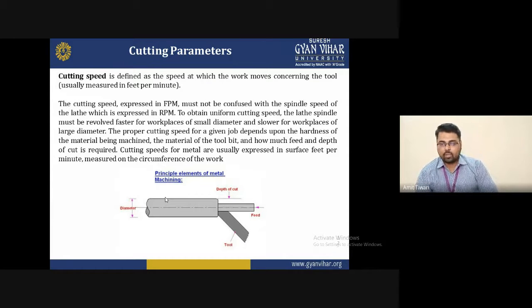So the material of the tool bit, the feed, and the depth of cut required all matter. The cutting speeds for metals are usually expressed in surface feet per minute and measured on the circumference of the workpiece. Why is cutting speed important? If we increase the cutting speed, it will definitely increase the machinability, and we will achieve a good surface finish with increasing cutting speed.